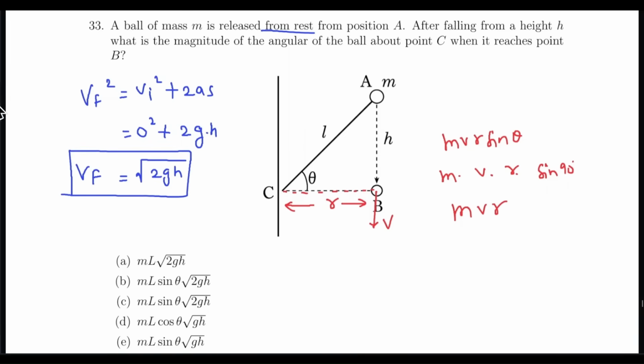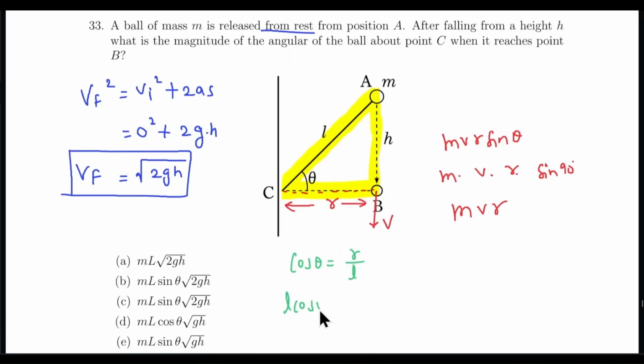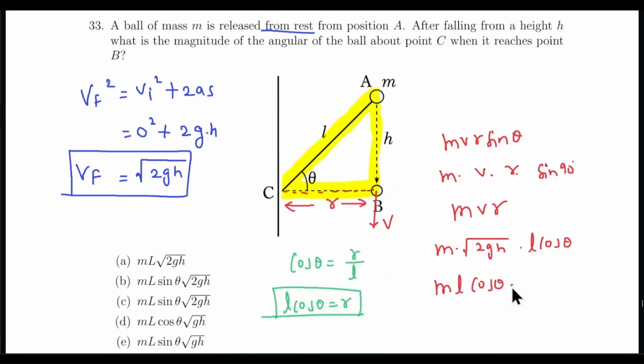And for R, I'm going to, of course, pay attention to this triangle. I'm interested in finding R, so I think cosine will help me. Cosine theta is adjacent over hypotenuse. So L cos theta is R. That's about it. Let's plug all these in. So m times velocity, root 2gh, times r, which is L cos theta. So the answer is m L cos theta root 2gh.